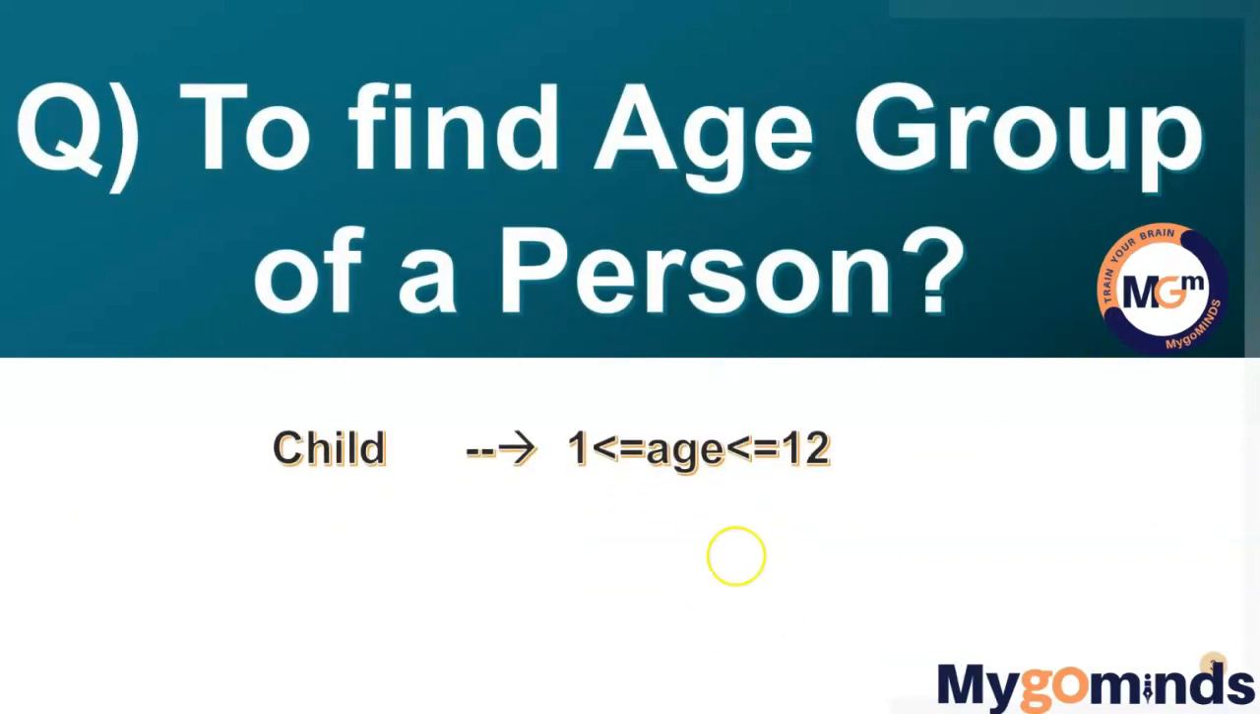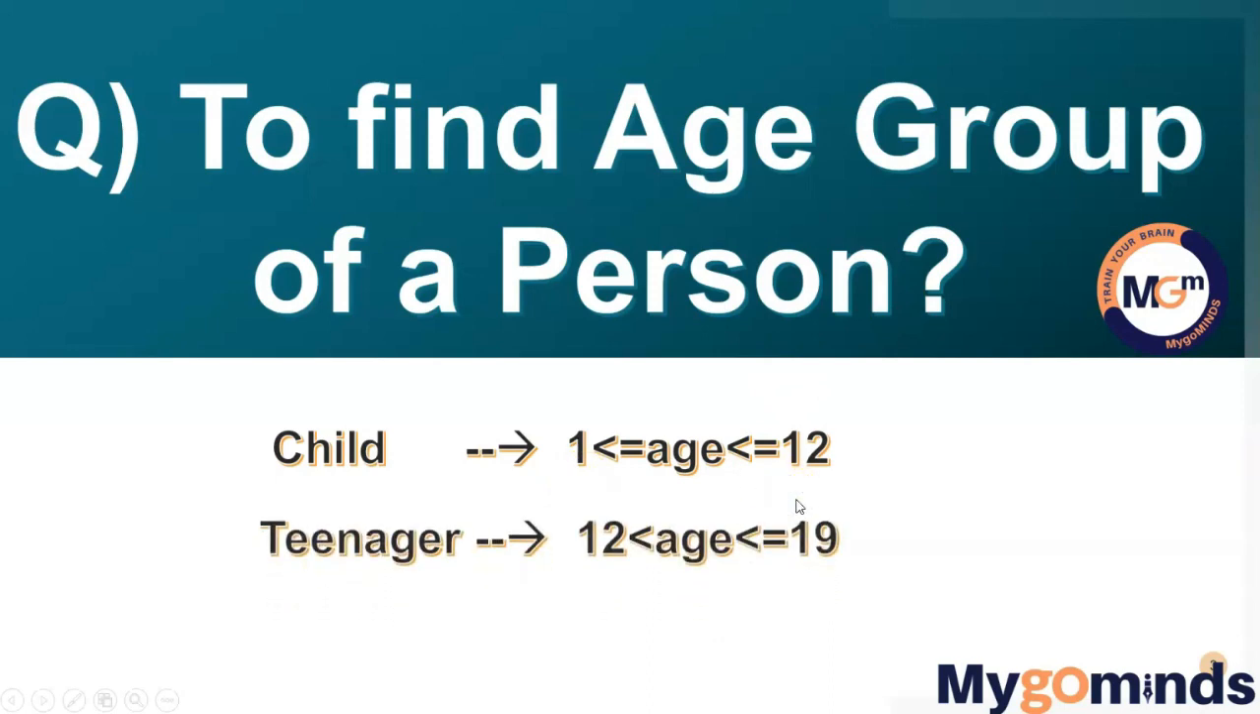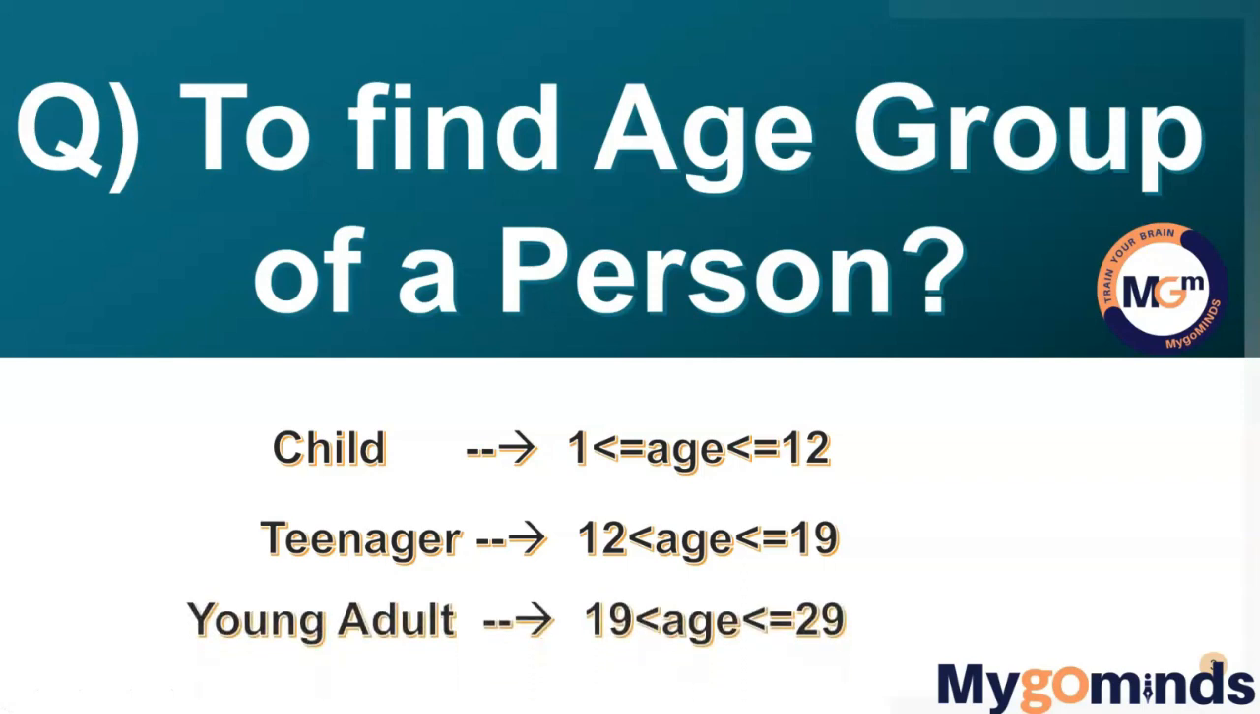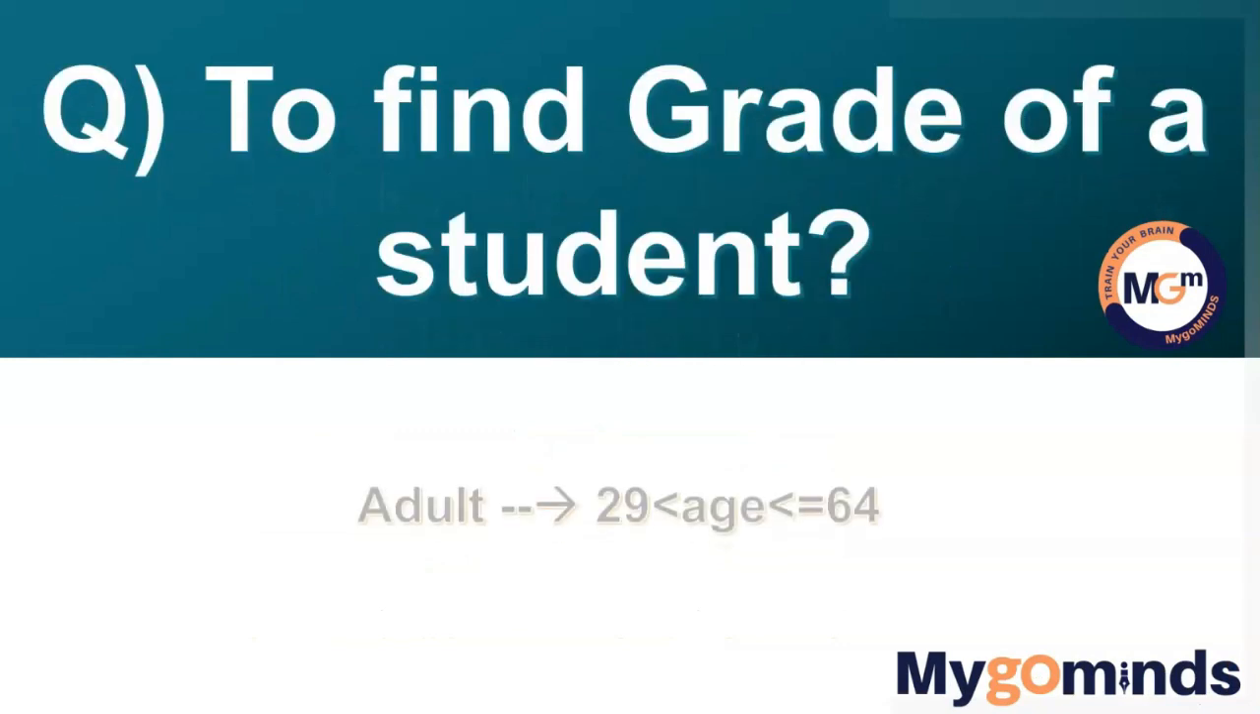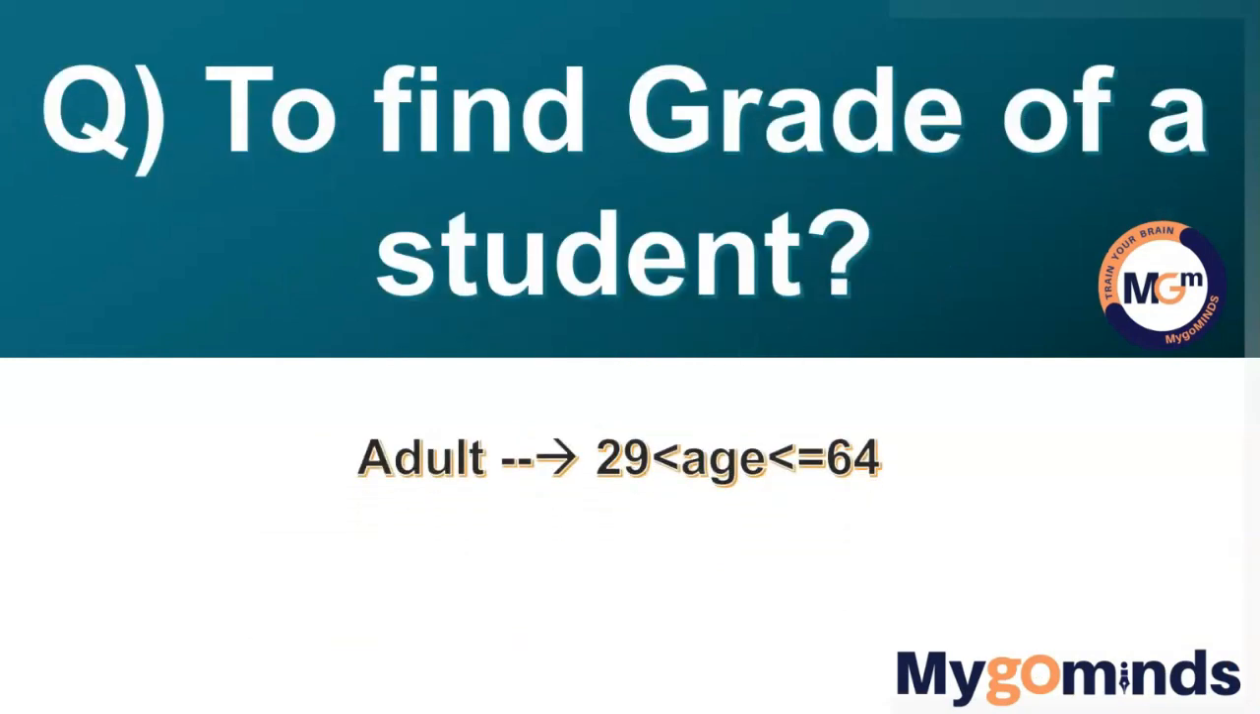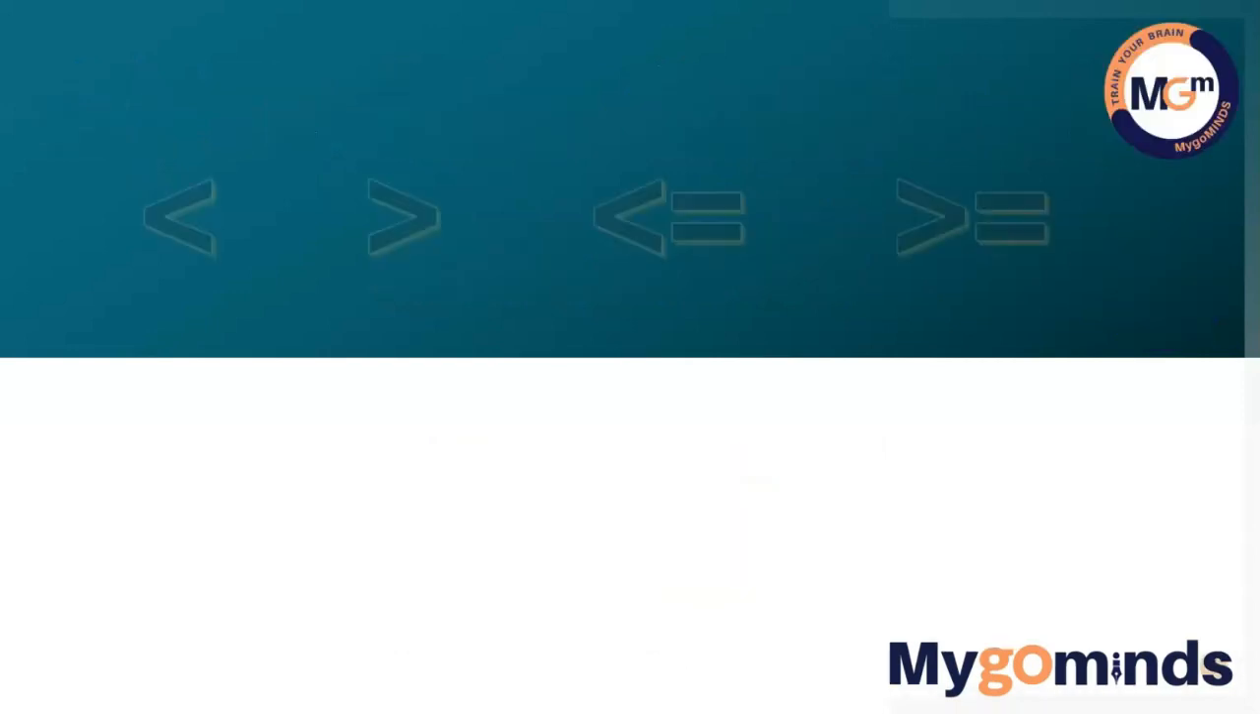So what do you mean by a specific age group? If the age is between 1 to 12, they are called children. If the age is 12 to 19, they are called teenagers. If the age is 19 to 29, they are called young adults. If the age is between 29 to 64, adult, and if the age is greater than or equal to 65, they are called senior adults, seniors.